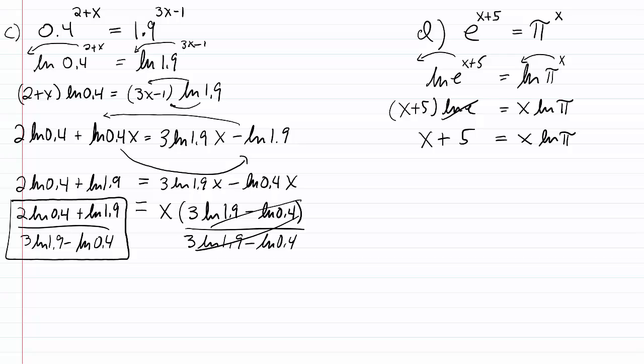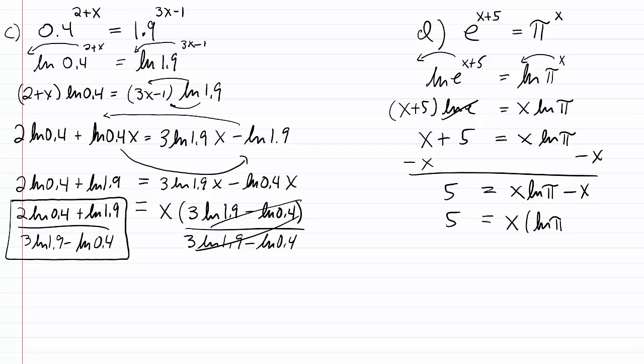Now from here we want to get the x's together, so we're going to subtract x from both sides here. So we end up having 5 is equal to x ln of pi minus x, and then we'll factor out the x that's common to both pieces. So we'll end up having x outside, leaving ln of pi minus 1, right? And then finally, to finish solving, you divide both sides by ln of pi minus 1. So that gives you your answer for x.